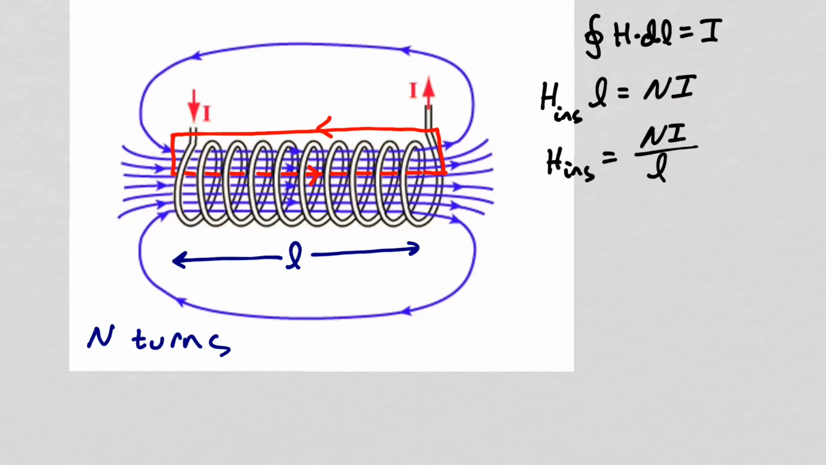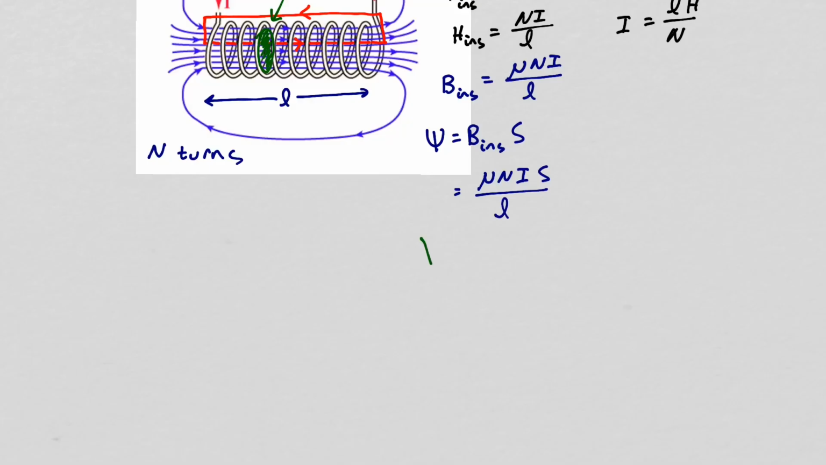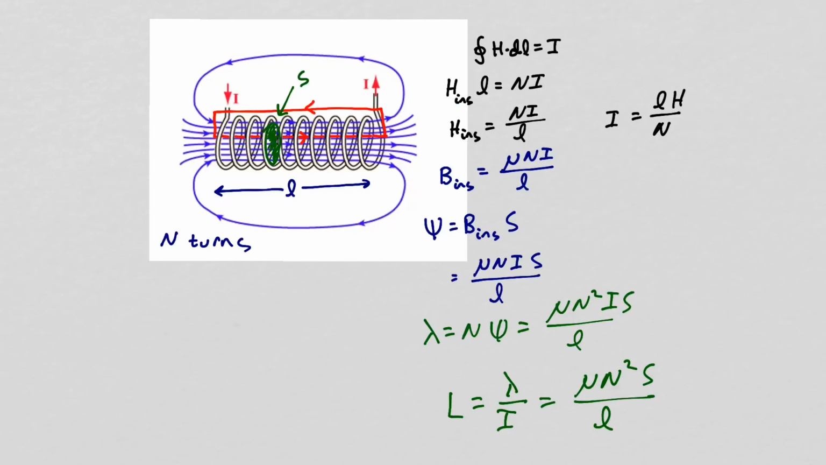So the magnetic field intensity inside our coil is NI over L. So the magnetic flux density field inside the coil is the permeability of the material inside the coil times H inside the coil, with a cross-sectional area of the coil being S. The magnetic flux inside the coil is the magnetic flux density times that cross-sectional area S, or with this substitution for B, it is mu N I S over L. The flux linkage lambda is just the number of turns N times the flux psi inside the coil, which becomes mu N squared I S over L. The inductance of our coil is the flux linkage over the current, or mu N squared S over L.